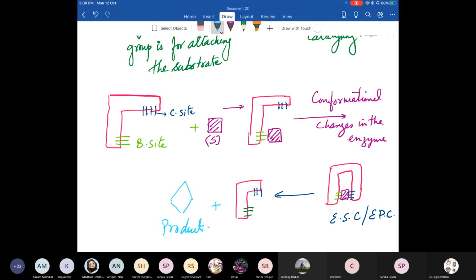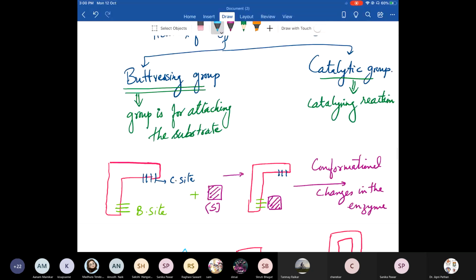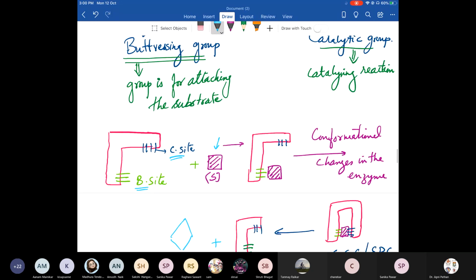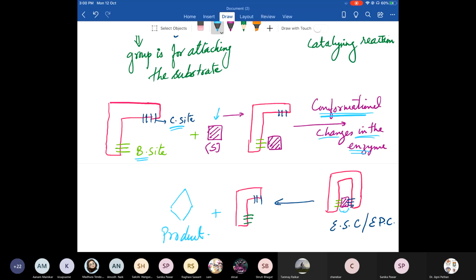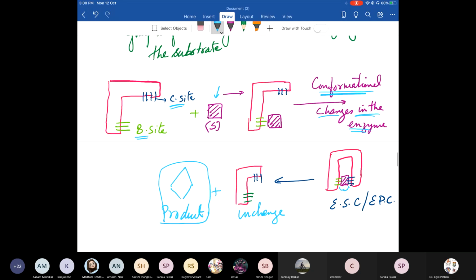For example, you have two sites in the enzyme. One is the catalytic site, the other is the binding site. Then we add substrate. What will the substrate do? The substrate will go and bind to the binding site. After it binds, a conformational change takes place in the enzyme in such a way that the catalytic site and the binding site come together and bring about the reaction with the formation of product and unchanged enzyme, because the enzyme always remains unchanged.